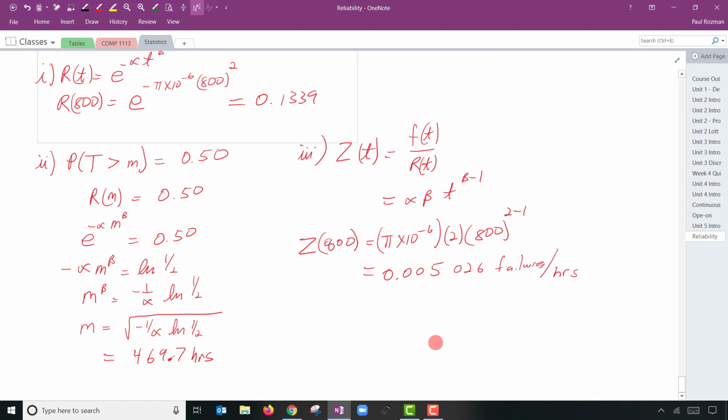The next unit we move into, we'll start talking about the central limit theorem and moving into inferential statistics. So stay tuned.